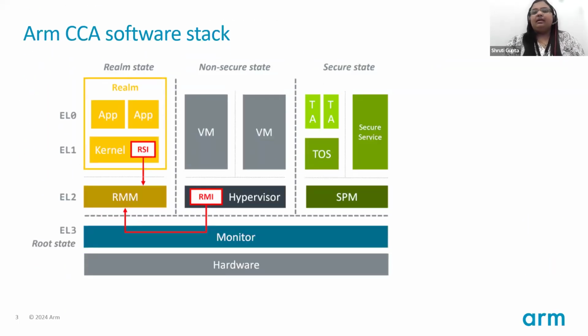Quickly going over the Arm CCA architecture. Arm CCA provides the capability to create protected environments called realms, and a realm provides confidentiality: any memory and registers which are part of a realm cannot be accessed or modified by the hypervisor or any other privileged software. RMM sits at REL2 exception level and manages the realms. The hypervisor communicates with RMM through RMI calls, and the realms communicate with RMM through RSI calls.